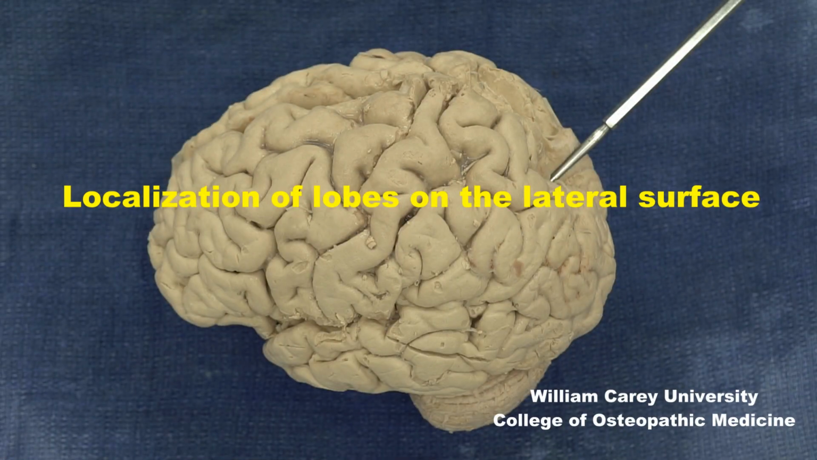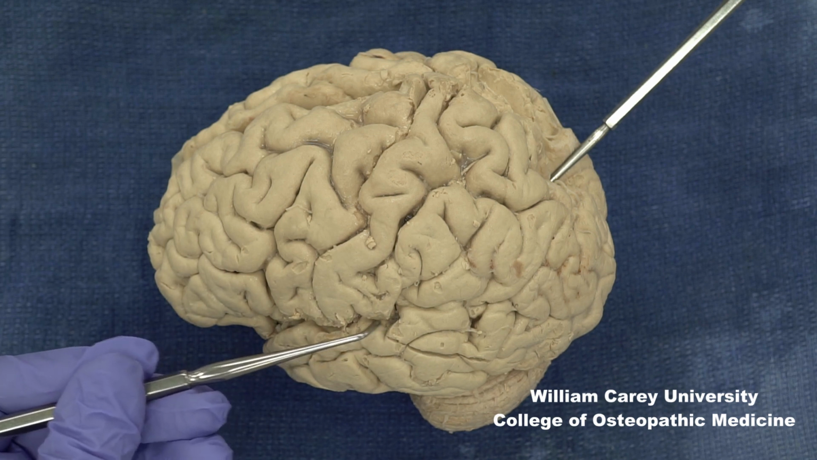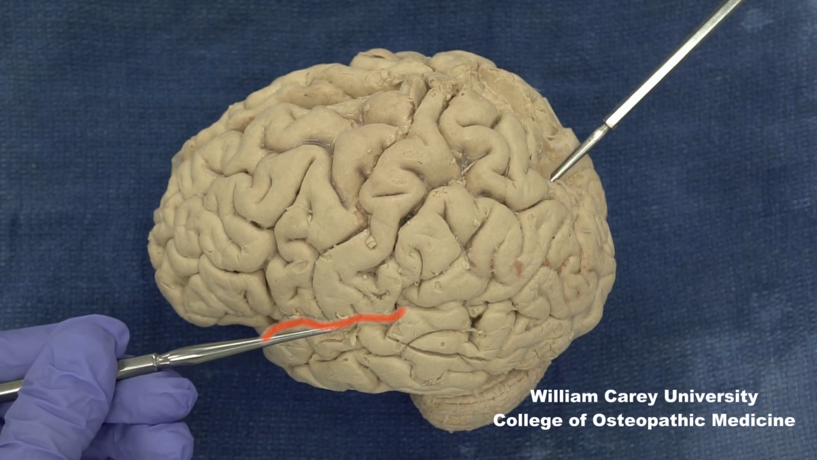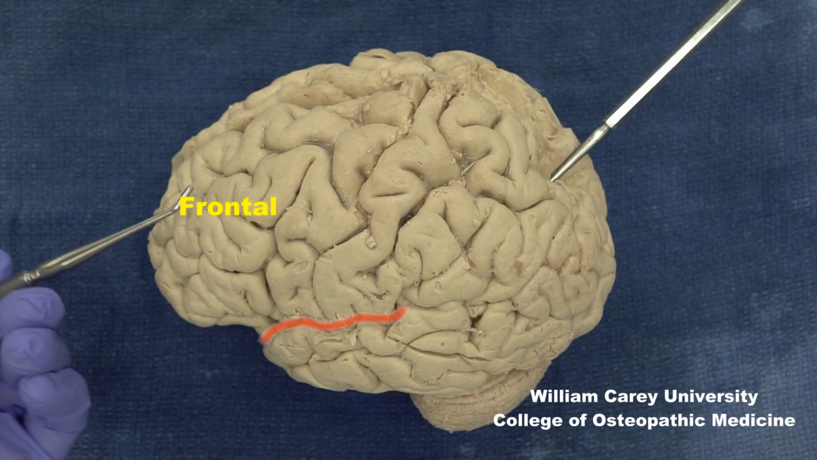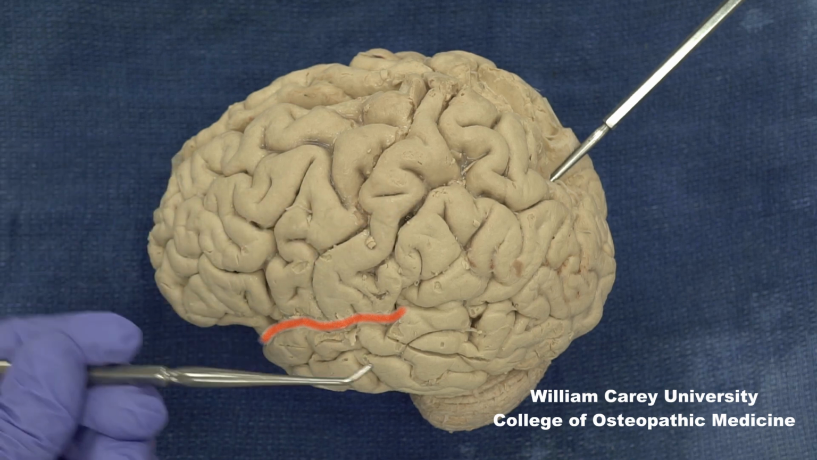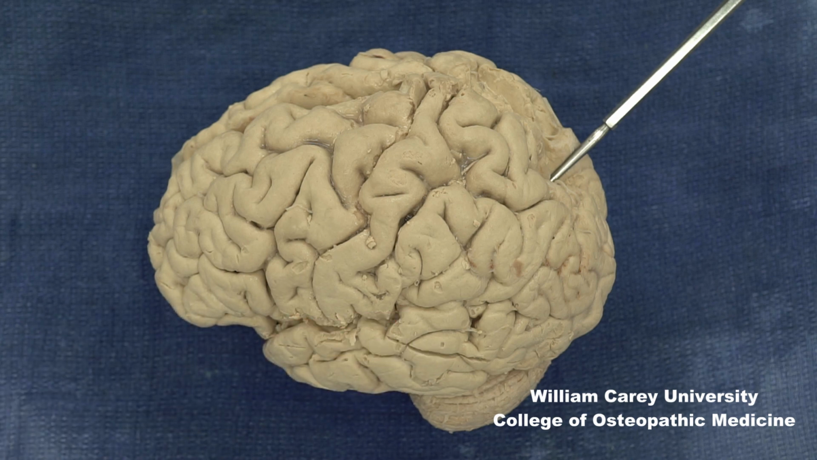This video is a basic guide for the identification of lobes. We start with the lateral cerebral fissure that runs like this. Lateral cerebral fissure, or Sylvian fissure, as the frontal and parietal lobes lie superior to it, and the temporal lobe lies inferior to it. We then identify the central sulcus.